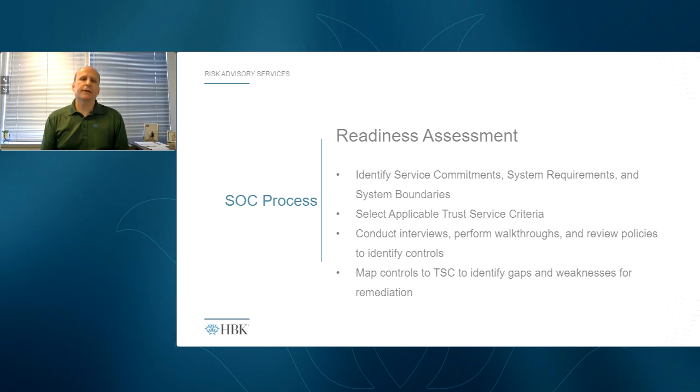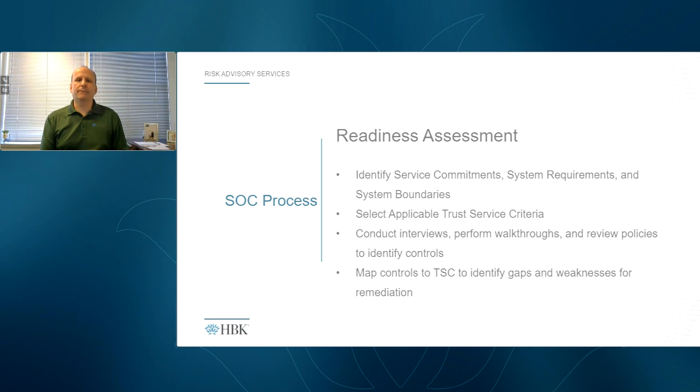So what this will do is identify service commitments, system requirements, and system boundaries. We'll also assist with selecting what trust service criteria should be used. So we'll include security, but it might be appropriate to include availability, confidentiality, et cetera. Once we review service contracts and other agreements with customers, we're like, hey, it might be important to include this. We think your customers are really going to want to know about this. Then what we'll do is conduct general interviews, walkthroughs, review policies, and we'll develop a control library here. And we'll develop a complete list.